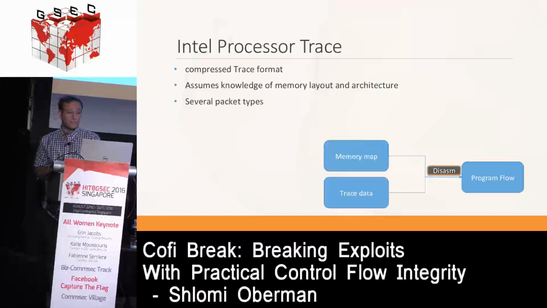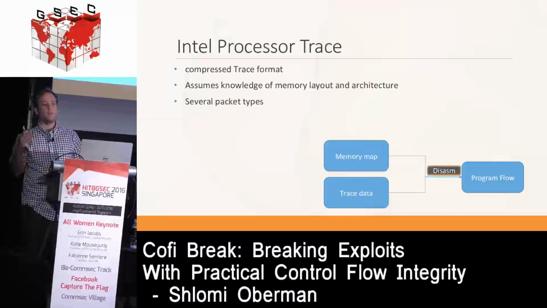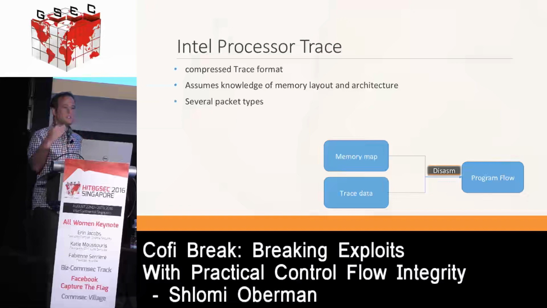So how do we analyze a trace? The format is compressed. It only contains information that has to be contained within the format, and so it assumes a memory map of the program. This means when you analyze the trace, you have to have the disassembly that was running, you have to have the exact memory layout and the exact bytes in every address of memory while the program was traced. So you take a memory map, you take the trace data, you disassemble the memory map, and you have the program flow. This is the general architecture of how trace analysis is performed.